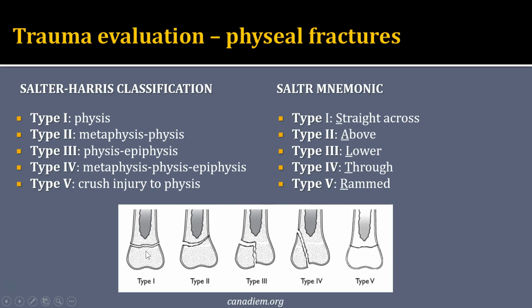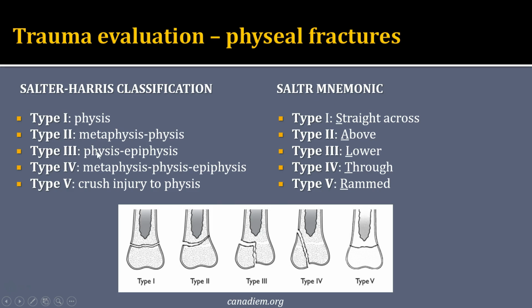When we have identified a fracture involving the growth plates, then we use a specific classification to name those fractures, and that specific classification is the Salter-Harris classification. Listed on the left are the different types. Type 1 is a fracture just involving the physis. Type 2 involves the metaphysis and the physis.